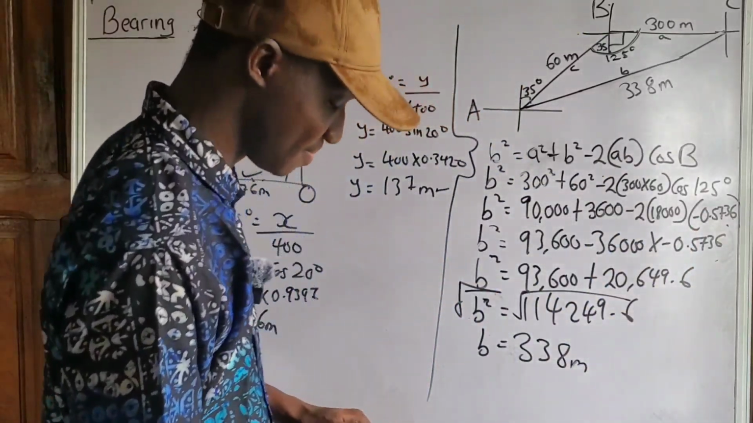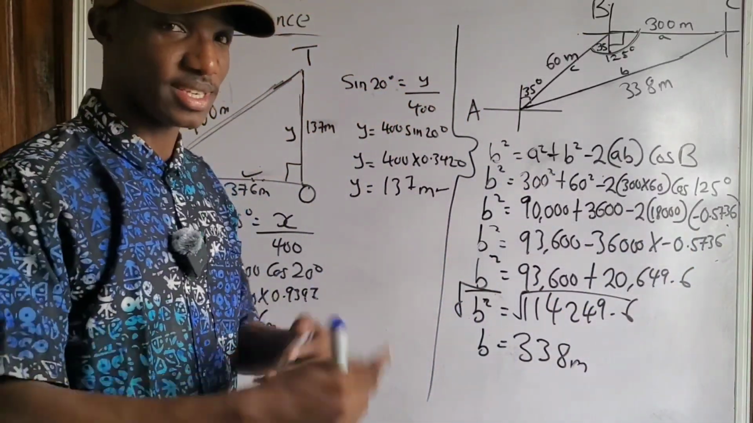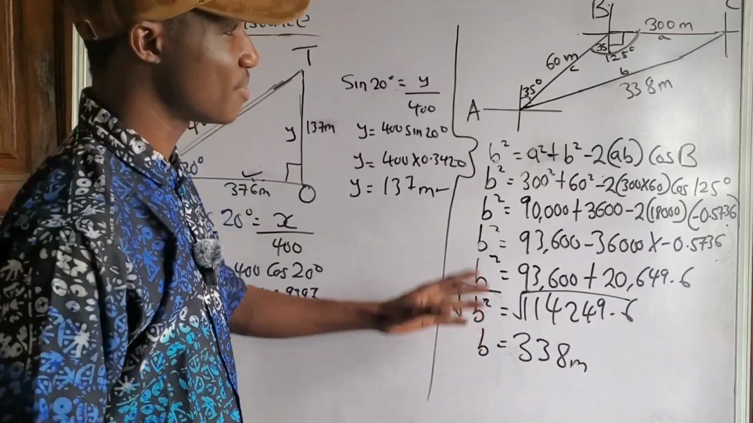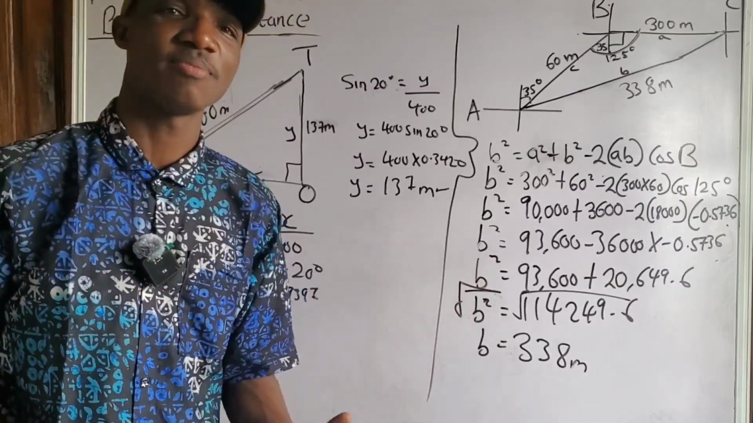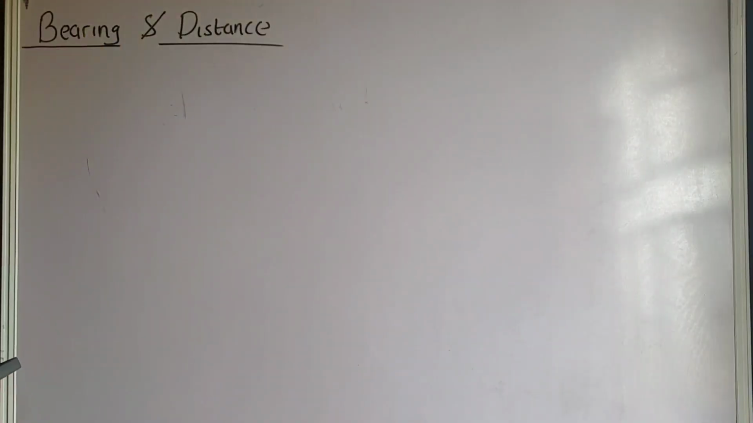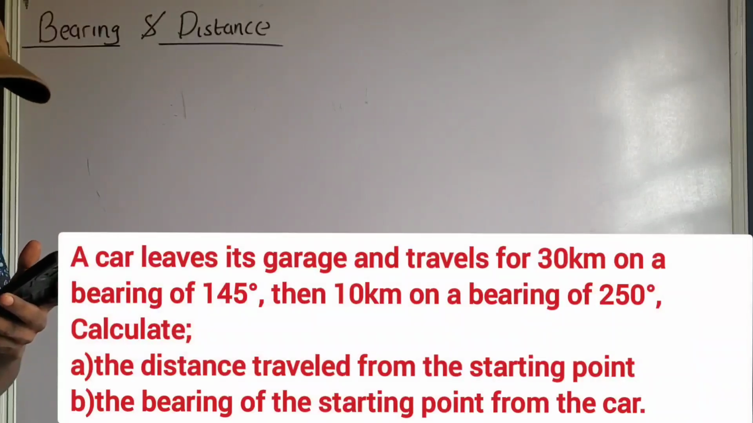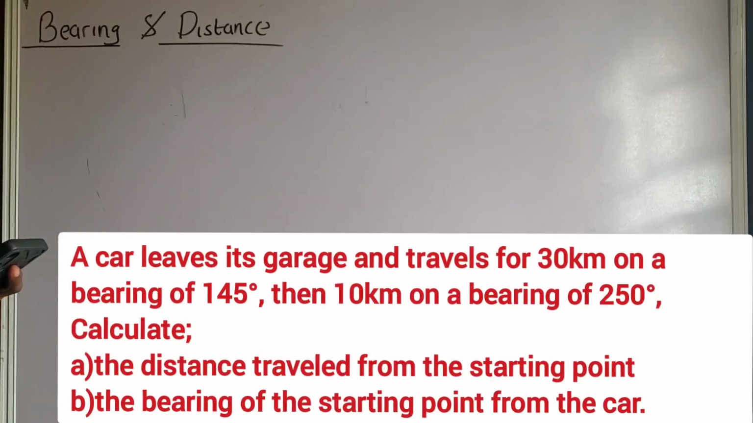Do you understand? If you didn't understand, listen to the explanation again. Okay, it's simple. So the diagram will determine the formula. Let's consider the question on the screen. A car leaves its garage and travels for 30 kilometers on a bearing of 145 degrees, then 10 kilometers on a bearing of 250 degrees. Calculate A, the distance traveled from the starting point, and B, the bearing of the starting point from the car.